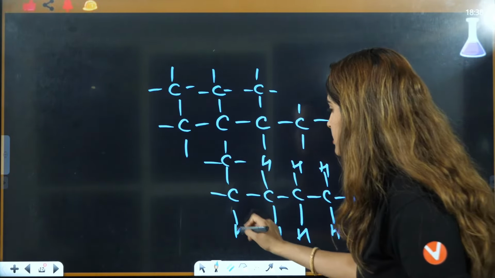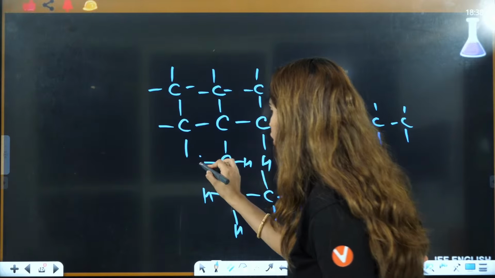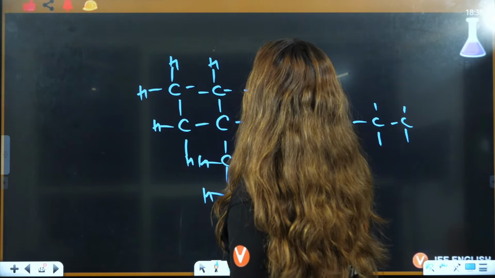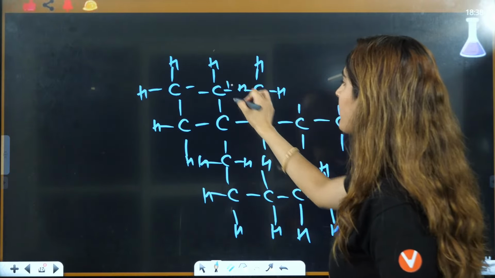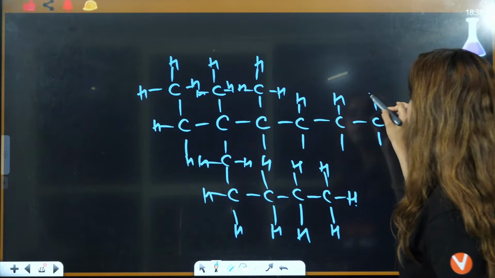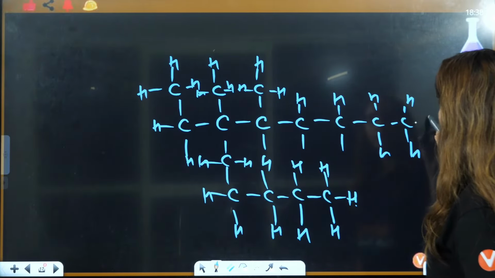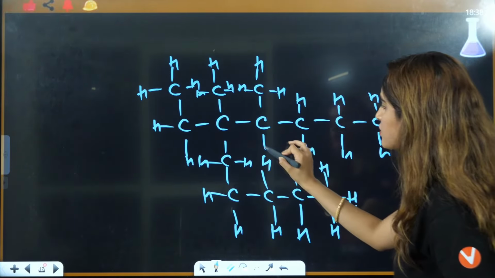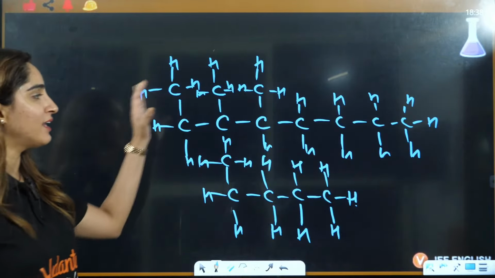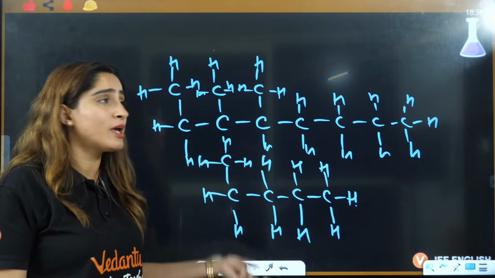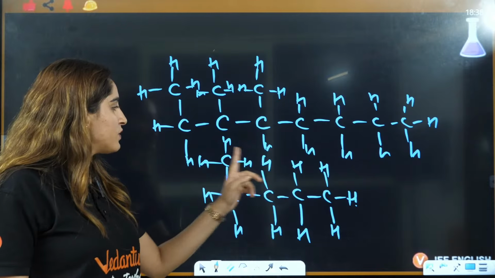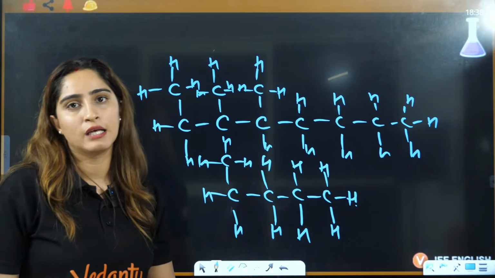So I'll just attach hydrogen to all of them so that I can stop the structure here only, right? Otherwise, because of the catenation property, the self-linking property, too many carbons will be there. Can you see, so many hydrogens I have to draw here? So that is the property of catenation. Here, I have stopped at how many carbons? 1, 2, 3, 4, 5, 6, 7, 8, 9, 10, 11, 12, 13, 14, 15.